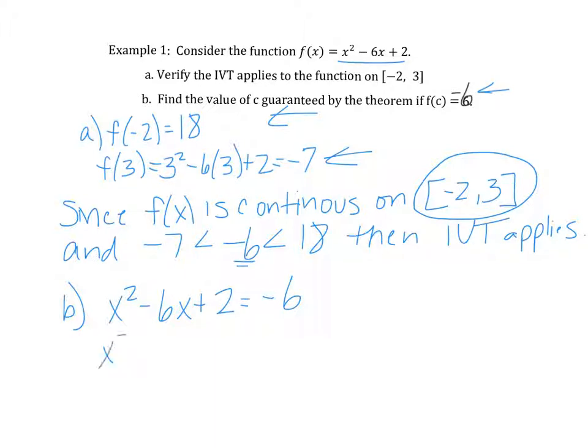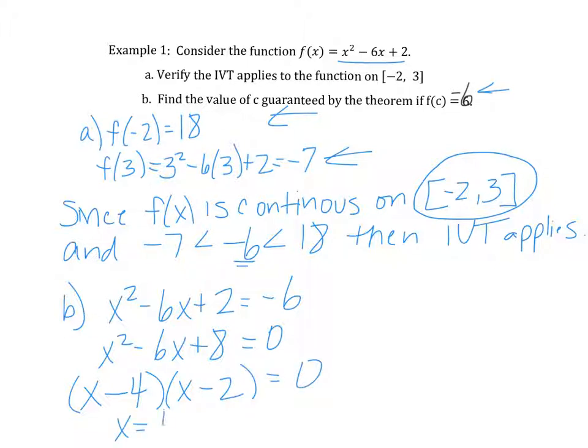So I'm going to pop that over. Plus 8 is equal to 0. And I am going to solve: x minus 4 and x minus 2. And I get x equals 4 and 2. And so I have two places where that is true. Now, wait a minute. What does the question say? Find the value of c that is guaranteed by the theorem. The only value of c that is guaranteed by the theorem, friends, has to be in this interval.